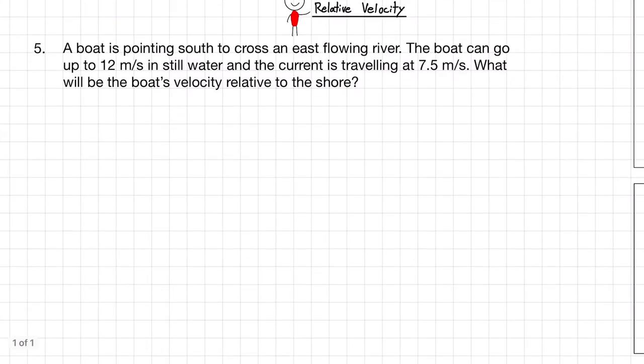So here we have a boat that's pointing south to cross an east-flowing river. The boat can go 12 meters per second in still water, and the current is traveling 7.5 meters per second. What will be the boat's velocity relative to the shore?